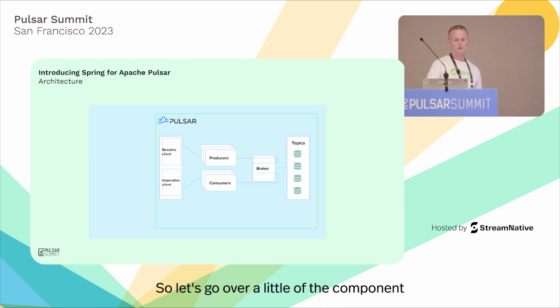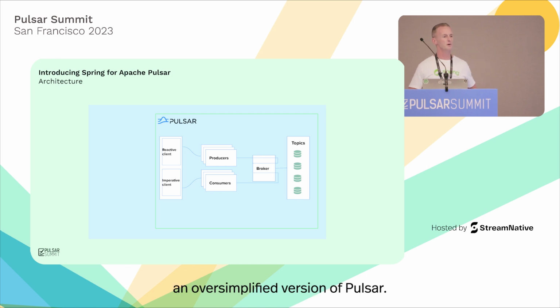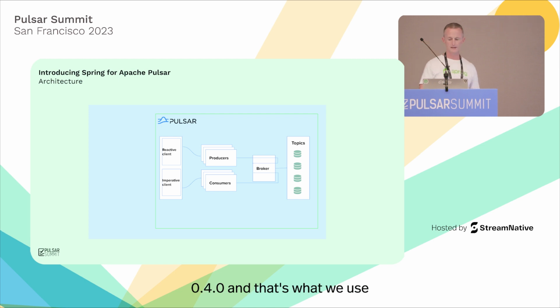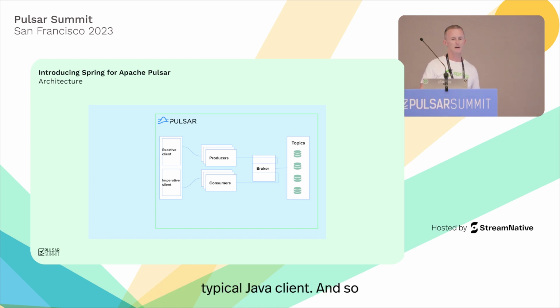So let's go over the component diagram here. The box is an oversimplified version of Pulsar. Just imagine that box is all of Pulsar. On the left-hand side, we see the imperative client and a reactive client. I'm not sure if y'all have heard, but Apache Pulsar actually has a reactive client out, in release 0.4.0, and that's what we use in Spring Pulsar for the reactive side of things. The imperative client is just the typical Java client.